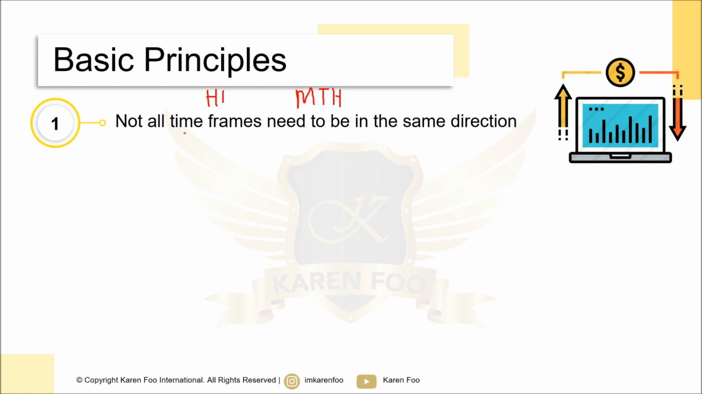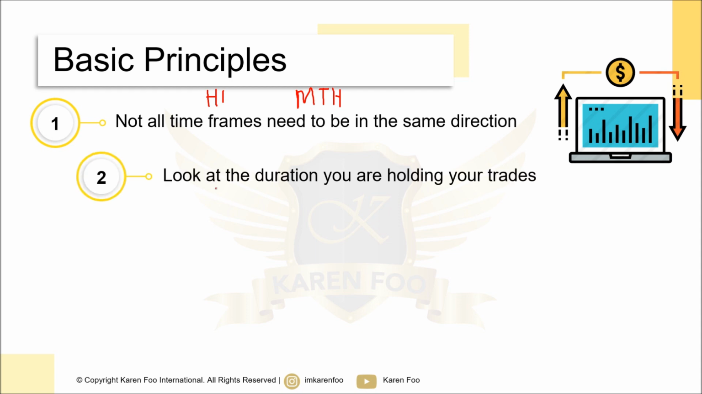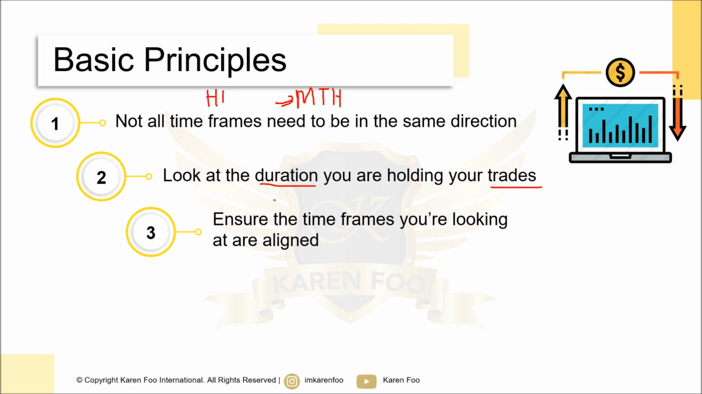So that's why I say don't look at way too many time frames. Look at several time frames for confirmation, but at the same time don't look at too few, meaning just one time frame to make a decision. And also, like I said, you need to look at the duration that you're holding your trades. For example, if you're holding your trades for a couple of hours, then there's no point looking at the monthly chart, because you're not holding your trades for a couple of months. And ensure the time frames that you're looking at are aligned. For example, H1 and H4 have to be telling you the same thing, but if it is too far off, like H1 and monthly telling you conflicting signals, it is still okay because you're holding your trades for a couple of hours.